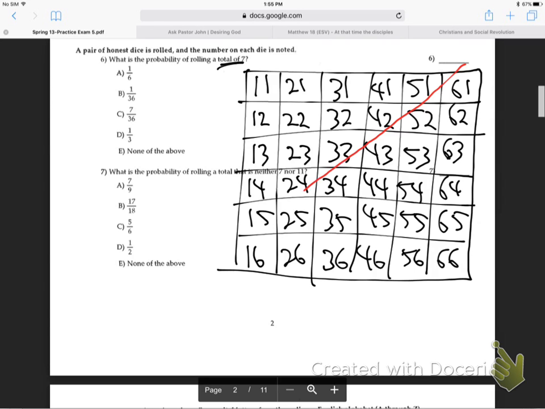Do you see them right here? They're down the diagonal, aren't they? The sum of 7. We good so far? So it's 6 boxes out of 36. Reduce that fraction, divide top and bottom by 6. It's 1/6.